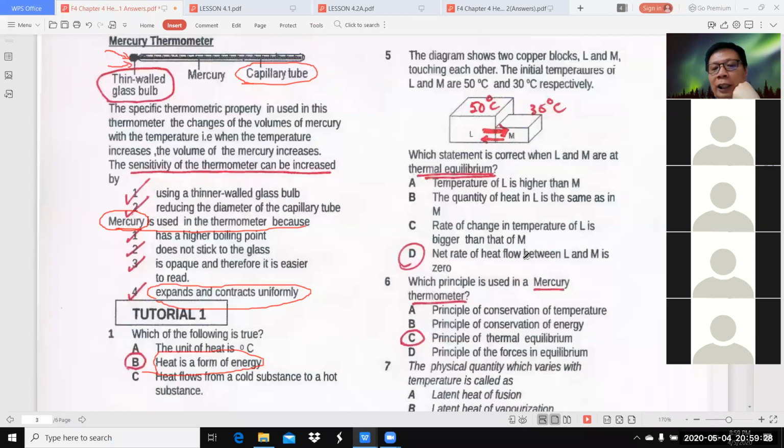Net rate of heat flow between L and M is 0. What is the meaning of net heat flow becomes 0? It means when these two are in thermal contact, heat will transfer from the hot object to the cold object, nothing unusual happens. Most of what happens is heat energy moving from the hot object to the cool object, right? But we cannot deny that a little bit of heat also moves from the cold object to the hot object, that can happen too. Only that the net heat flow here is more, that's why the arrow is bigger.